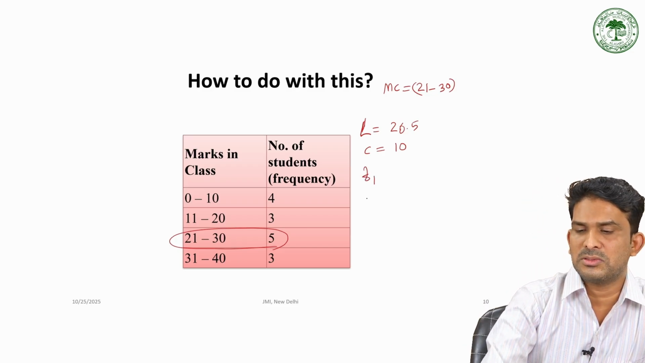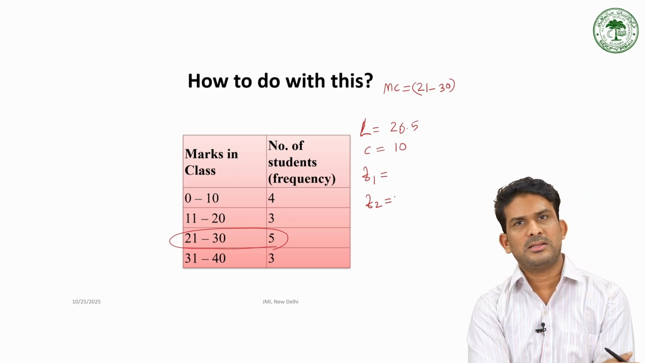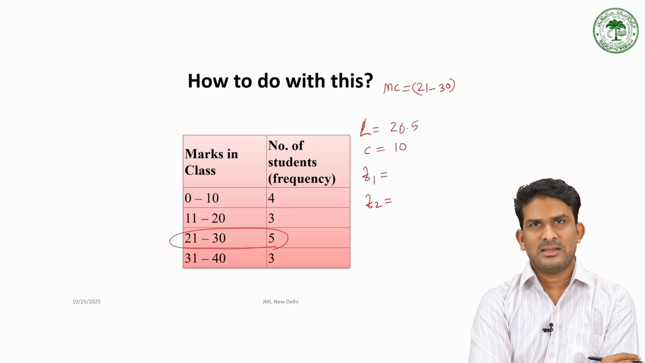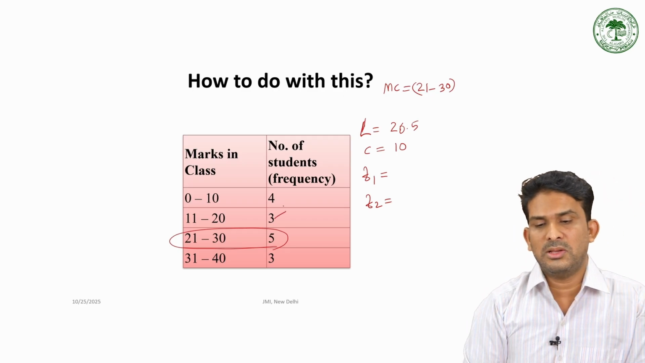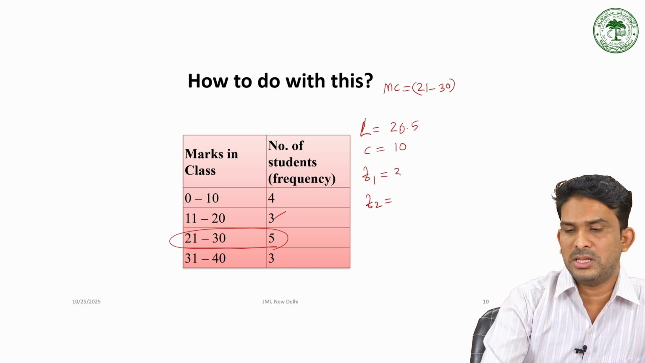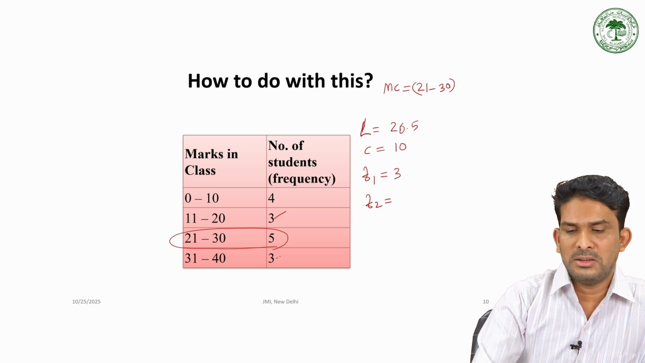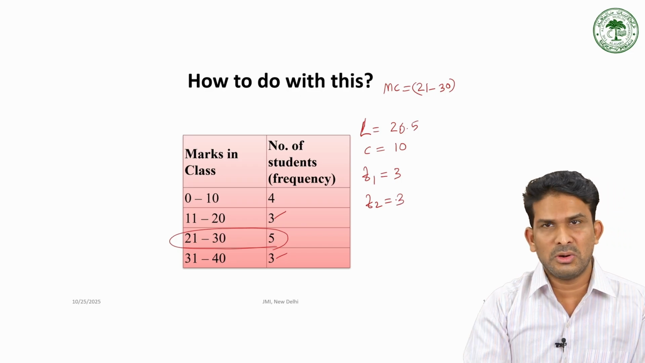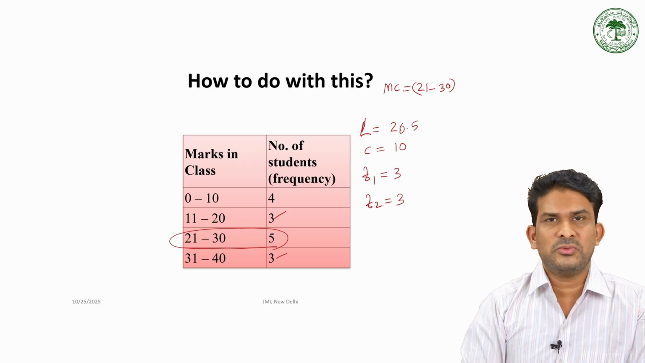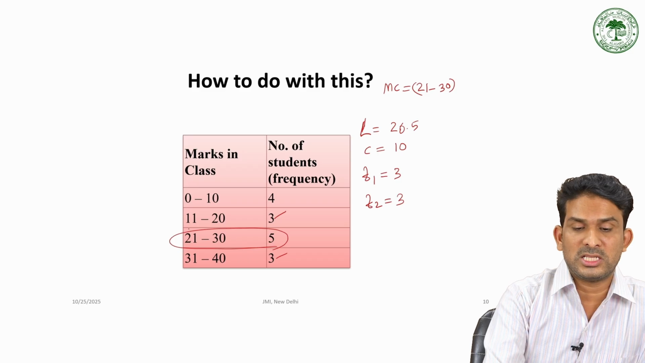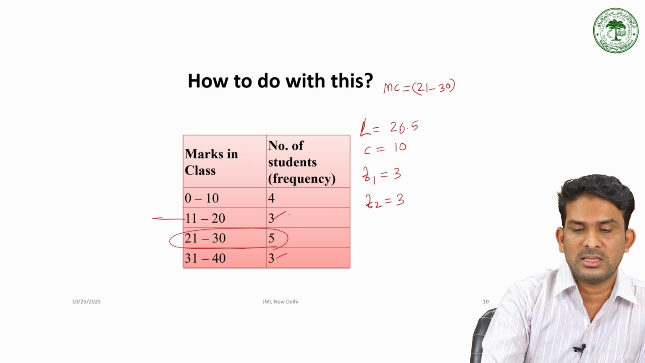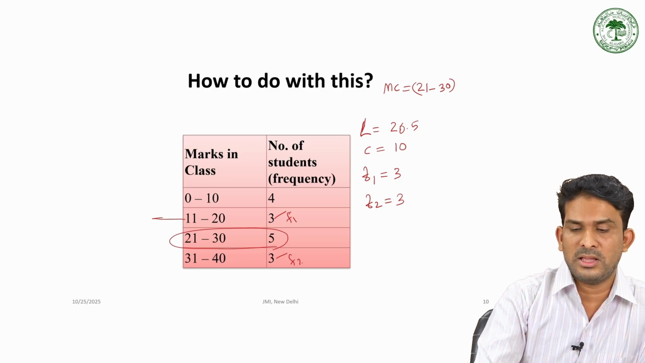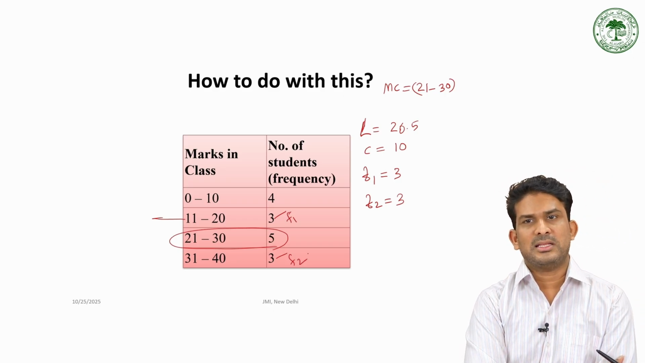Now what is F1? We need 4 values: F1, F2, C and L. F1 is the frequency of the class just below the modal class. Below the modal class, it is 3 here. Here F2 is also 3, so don't be confused. F1 is just below the modal class. Below means the smaller class. This is F1 and this is F2. Have clarity regarding that.